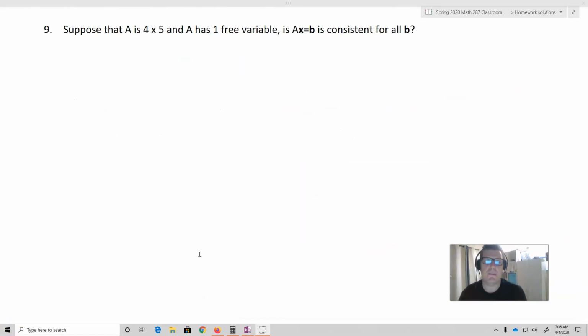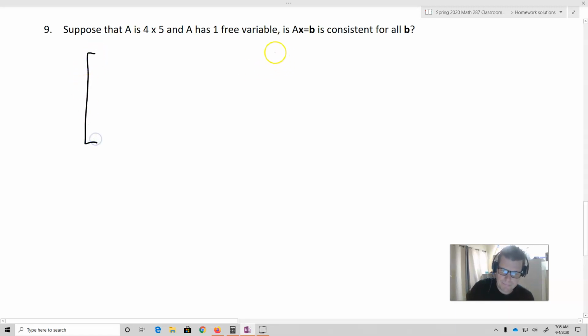So now here's question number 9. Suppose that A is 4 by 5 and it has one free variable. Is Ax equals b consistent for all b? So what I want to do is sit down and imagine this matrix. It's 4 by 5. So it's got 4 rows and 5 columns. 1, 2, 3, 4, 5. And so that's my look.